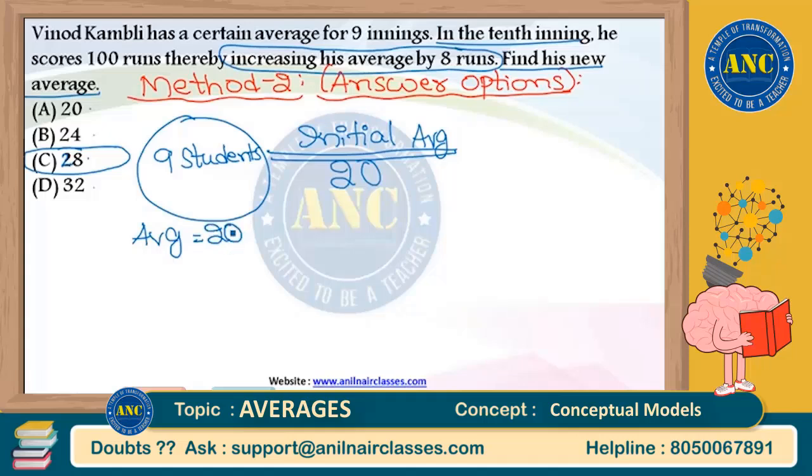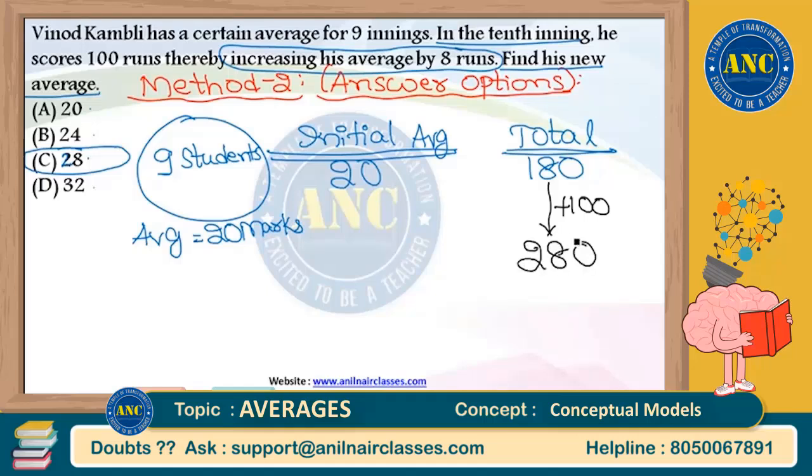That means the initial average is 20 marks, and there are 9 students. All the 9 students will get 20 marks. So the total will be how much? 20 into 9, 180 marks. Total is 180 marks as of now, according to my assumption. In the 10th innings, he is scoring 100 runs extra. Now the total is 280 marks, but there are 10 people as of now. What is 280 divided by 10? 280 divided by 10 is 28. So that is my final average.